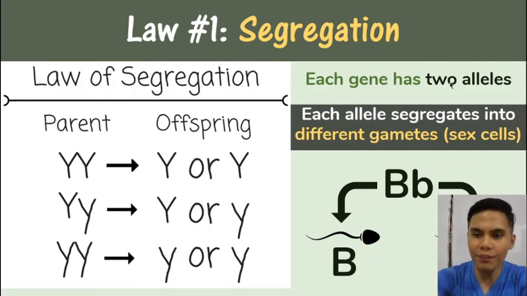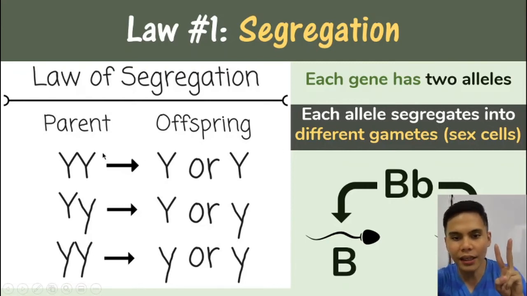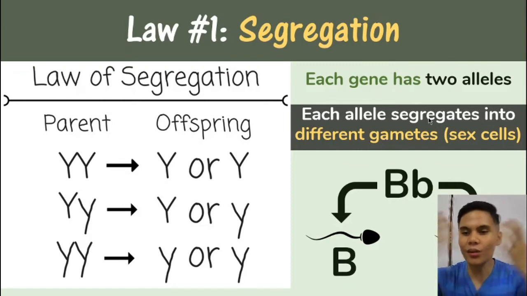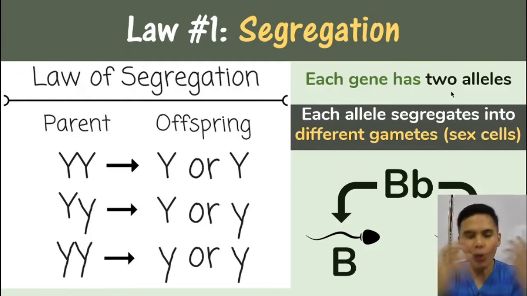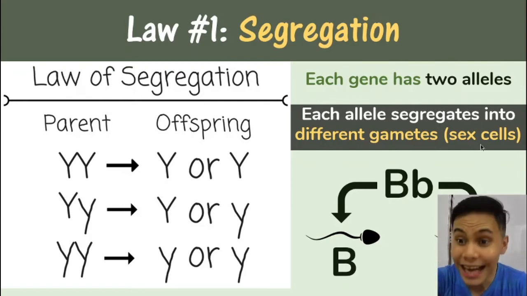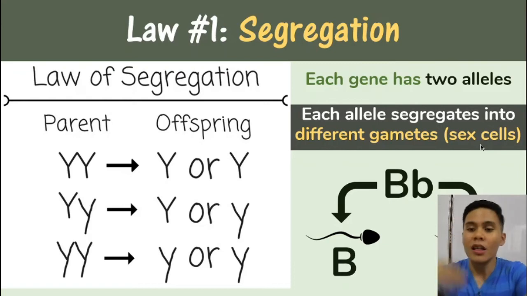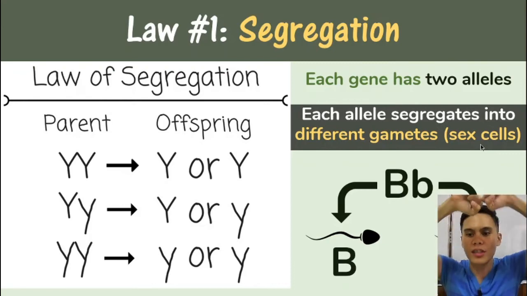So each gene has two alleles. Again, each gene has two alleles. You can see it here. The parent can carry two alleles. Now, each allele segregates into different gametes. Again, when we say each gene has two alleles, that's because it's a diploid organism. There's two sets of genes. Now, when those genes separate into the gametes or the sex cells, for example sperm cells, sperm cells are haploid. So the diploid becomes haploid. You have to split them apart.